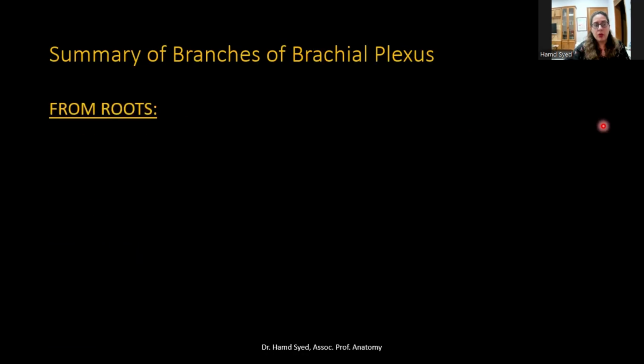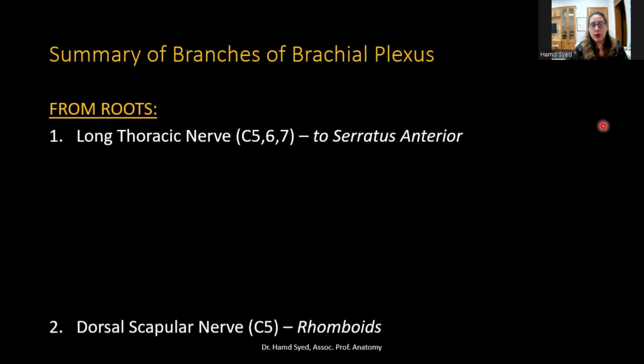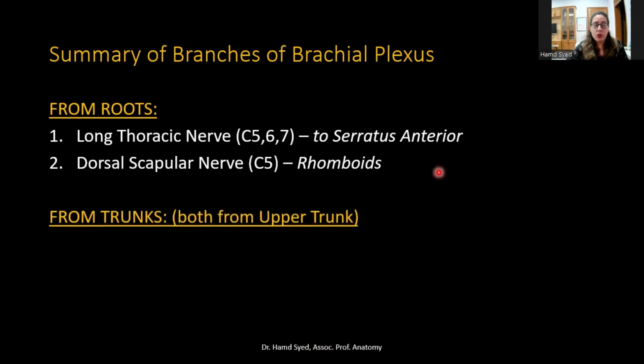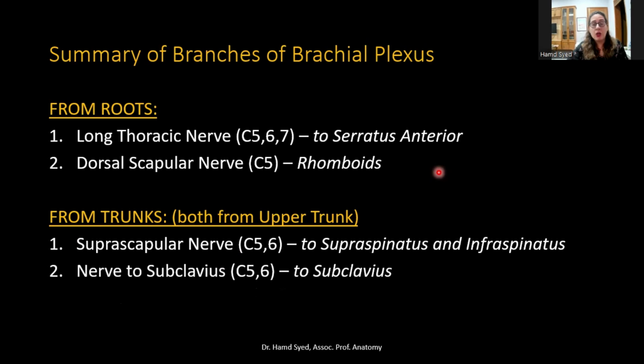Okay, so let's summarize the branches of the brachial plexus. From the roots, we have the long thoracic nerve and the dorsal scapular nerve. The long thoracic nerve is going to supply the serratus anterior, and the dorsal scapular nerve supplies the rhomboids. Of the trunks, it's only the upper trunk which gives off the suprascapular nerve and the nerve to subclavius. The suprascapular nerve supplies these two muscles, supraspinatus and infraspinatus.